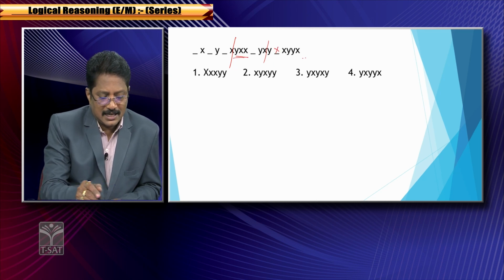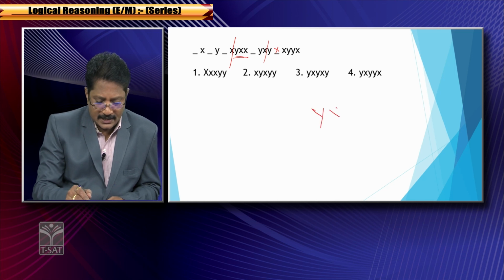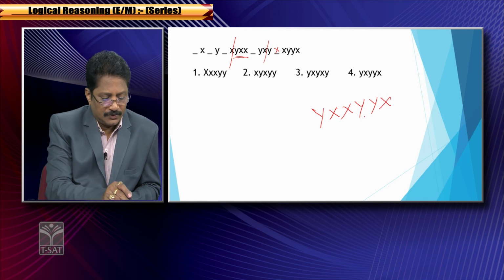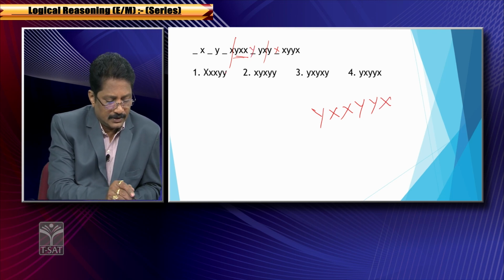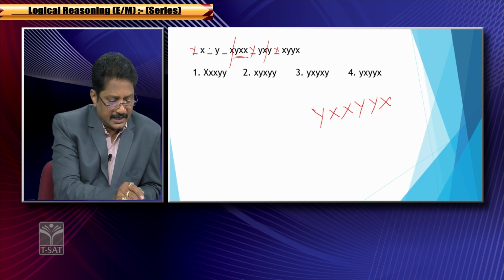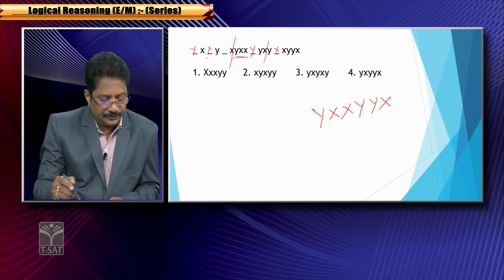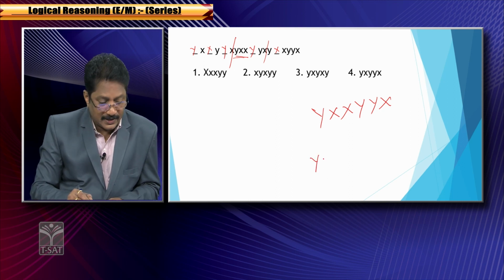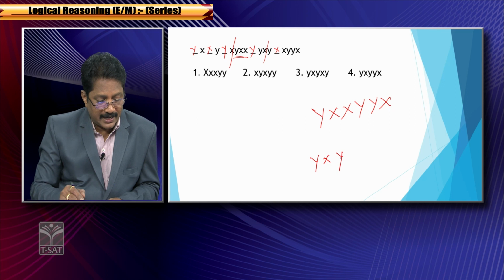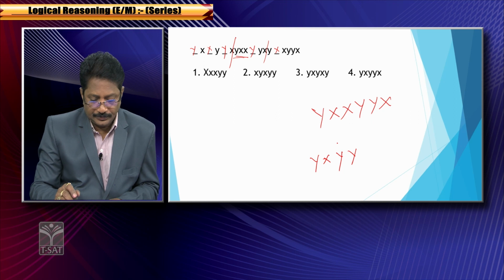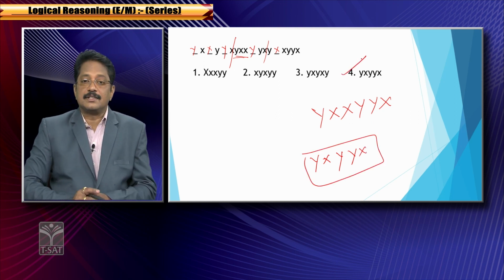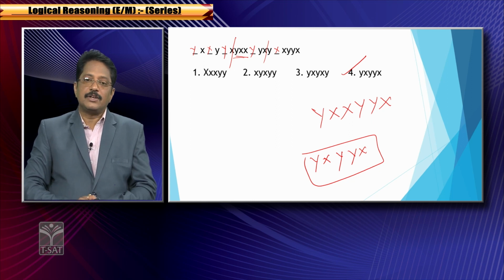YXX, YXX. Then the term is already known: YXX, YYX. Correct? So YYX, YXX, YYX. So clearly the answer is Y, X, Y, Y, X. Means the fourth one is the answer. Correct? Like that you can get the answer.